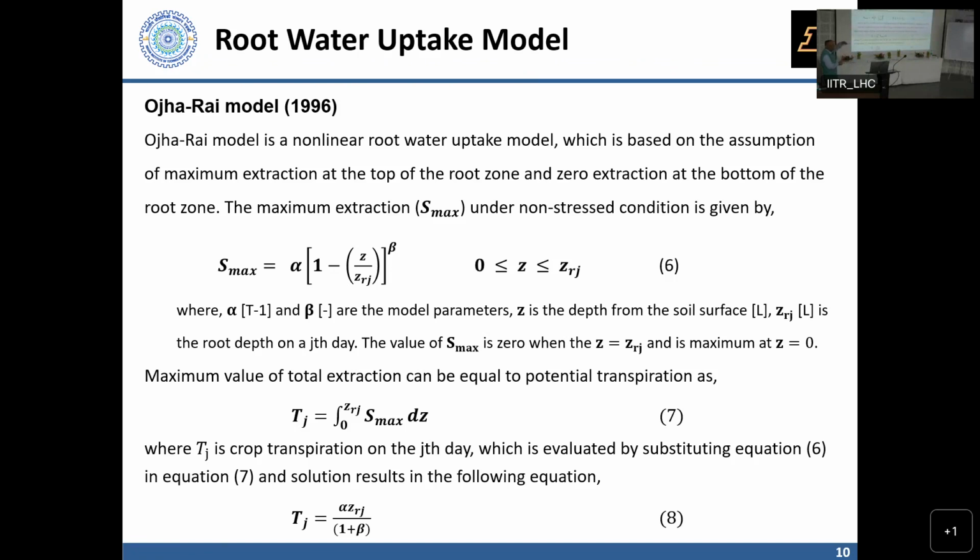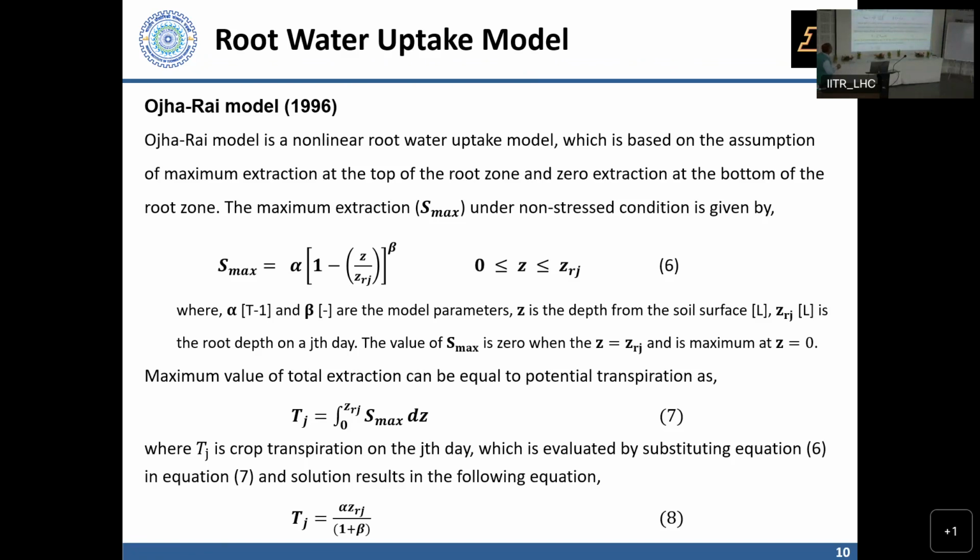That means the top portion will take maximum. And when Z becomes ZR, that means at the tip, this becomes 1, so S max is 0. That means it is varying linearly, isn't it? That's why it's a non-linear term, because this beta quantifies the non-linearity.